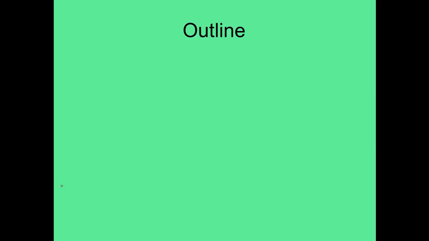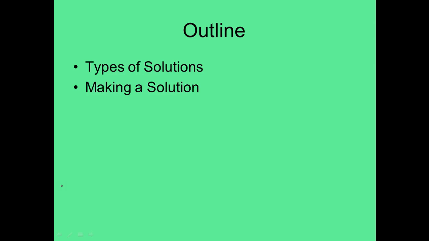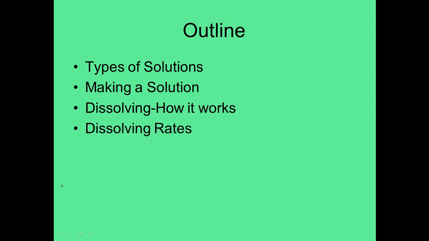Here's the outline of what we're going to talk about today. Types of solutions, the first one. What are the different types we have? How are they made? The second thing is, how do we make them? Making of solutions. Third is how it works. Like, how does this happen? What occurs that makes a solution occur?